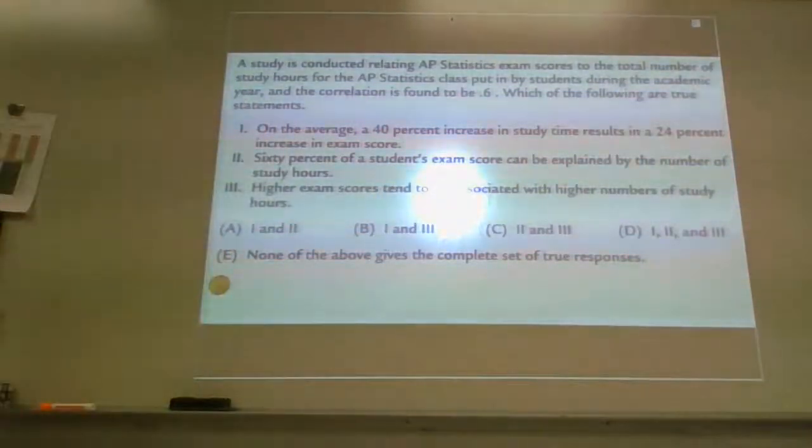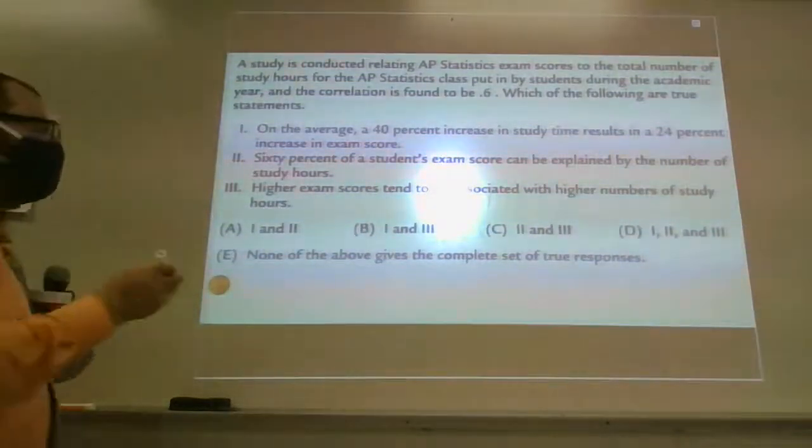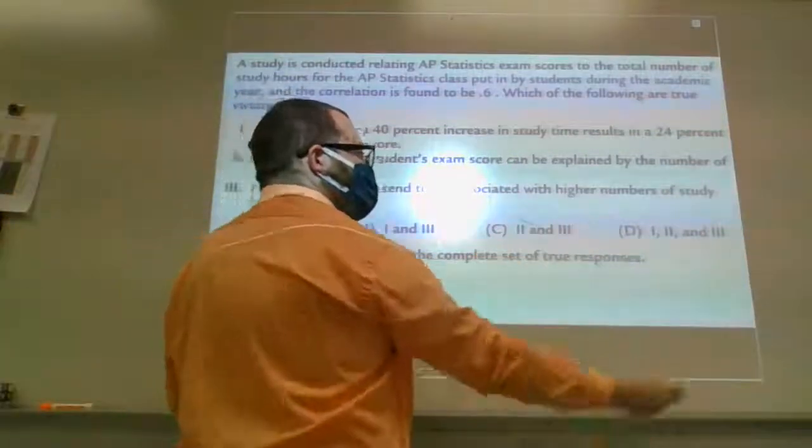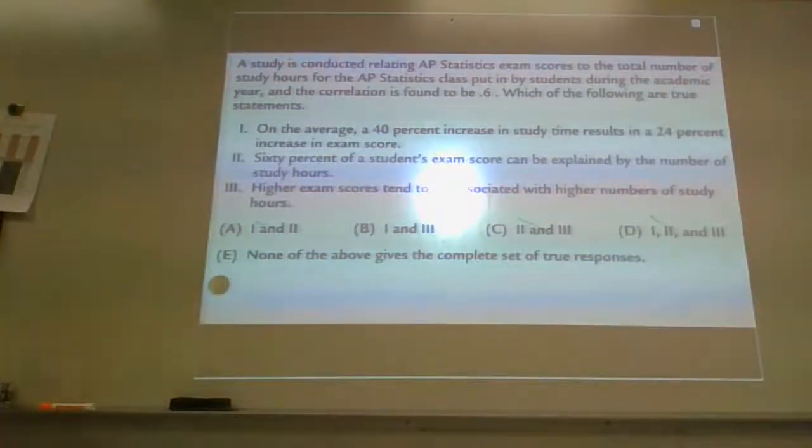All right. So hold on. Process of elimination. Being the good student that you are. It can't be this one. It can't be this one. It can't be this one. Now you got a 50-50 shot. The first one. On the average, a 40% increase in study time results in a 24% increase in exam score. Wait, what? 40% increase in study time results in a 24% increase in exam score.